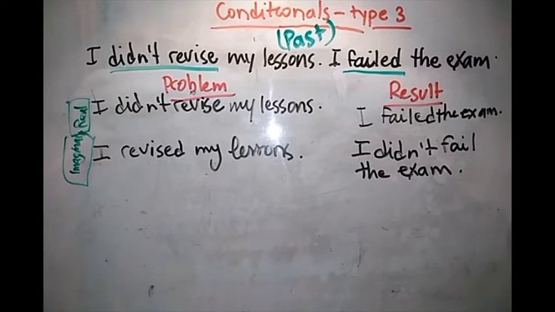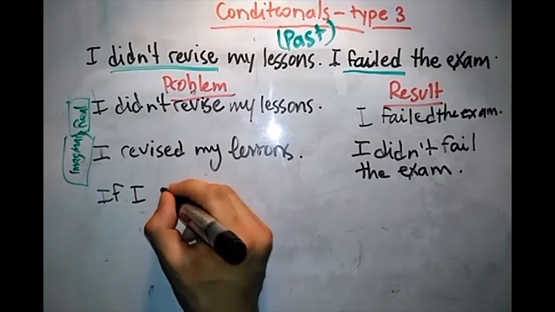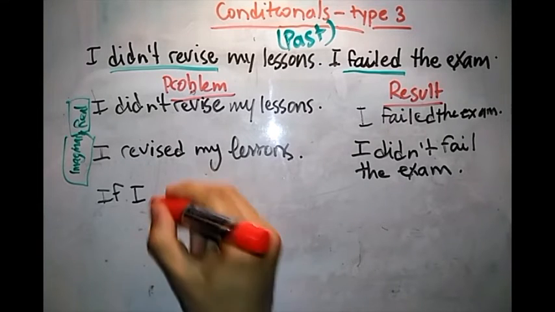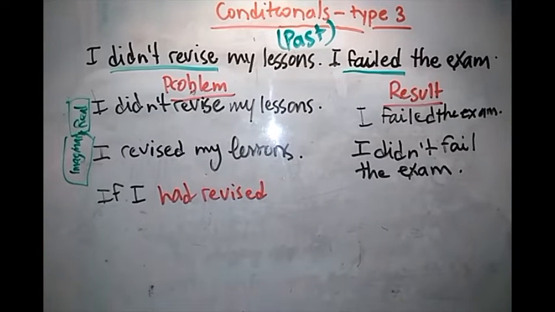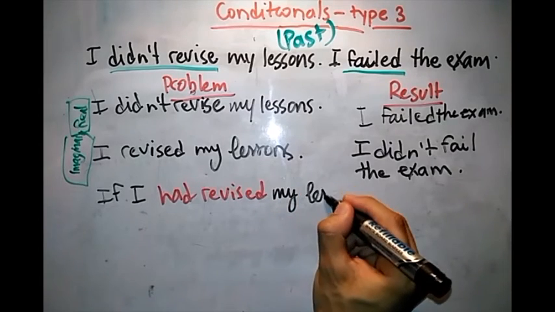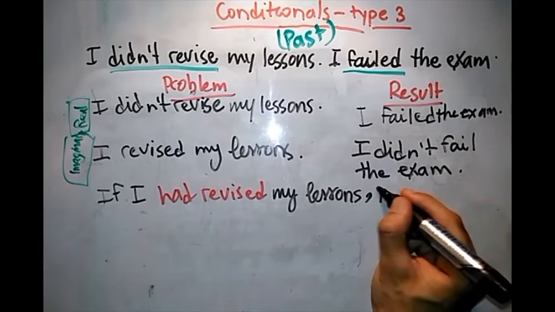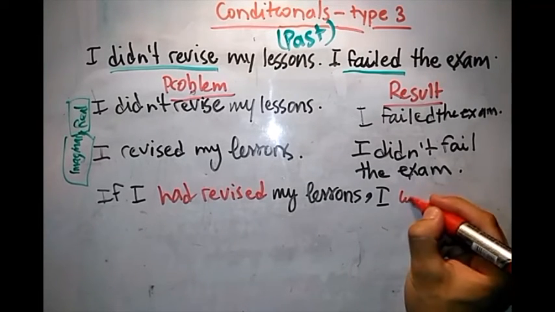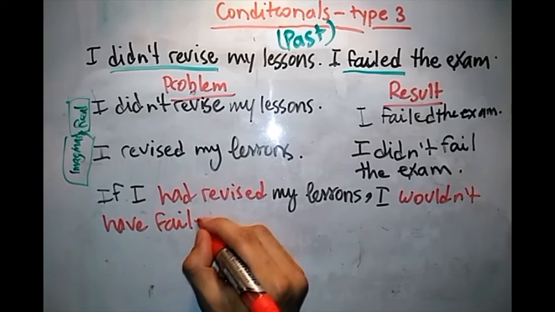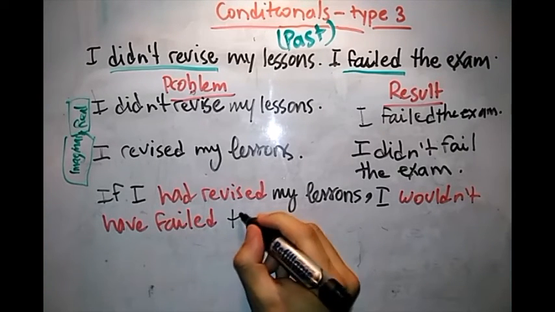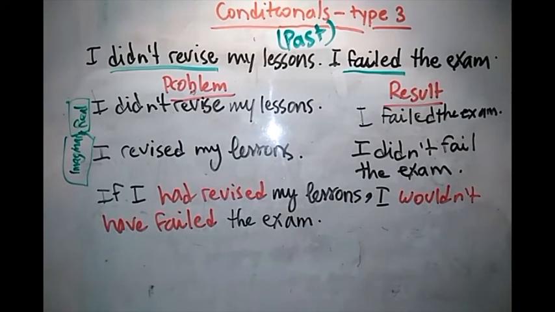So we say, if I had revised my lessons, I wouldn't have failed the exam. Right? So this is a conditional type 3 sentence in which we are talking about an imaginary action in the past.